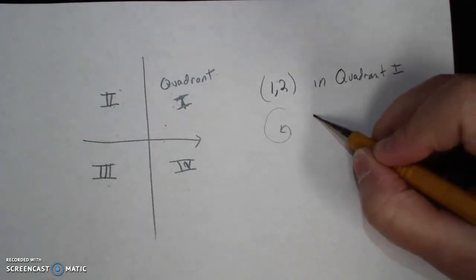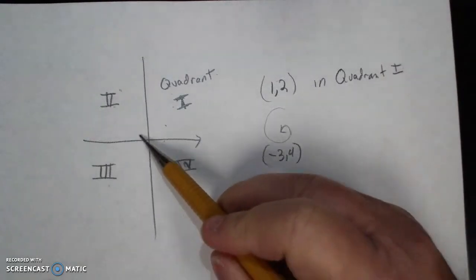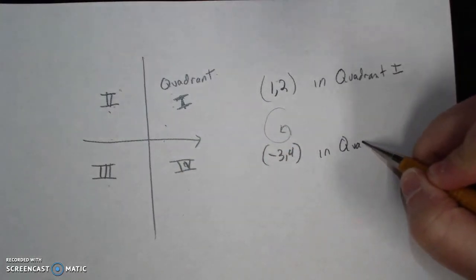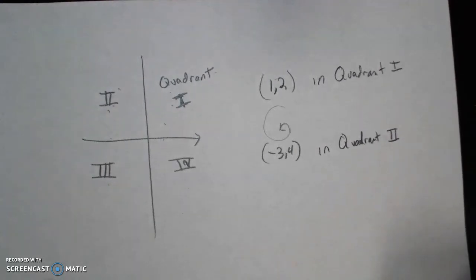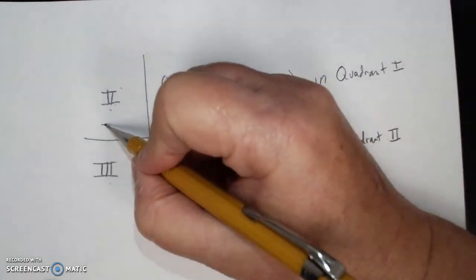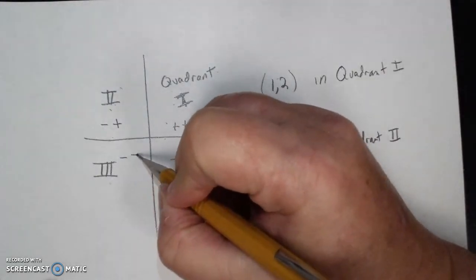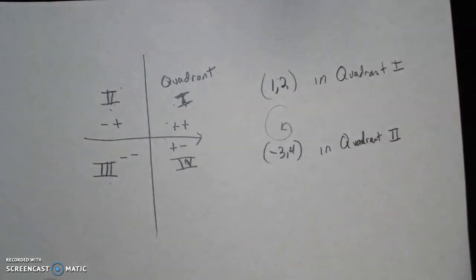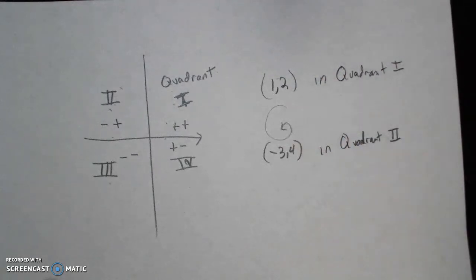Okay, if I had the number -3, 4, and I did -3, 4, that would be in quadrant 2. Positive x, positive y is over here. Negative x, positive y is here. Negative x, negative y is here. Positive x, negative y is in here. So the type of question is what quadrant is it in, and then you would just list the quadrant.